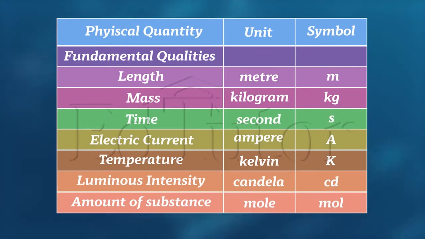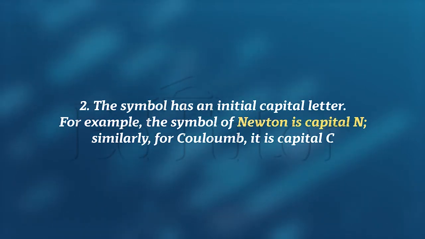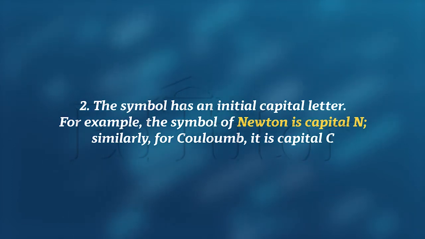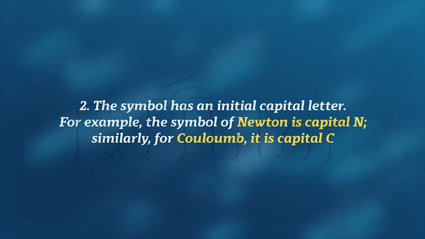Point number 2. The symbol of units is usually written with small letters. For instance, small m represents the meter. But if the unit is named after a scientist, the symbol has an initial capital letter. For example, the symbol of newton is capital N. Similarly, for coulomb, it is capital C.